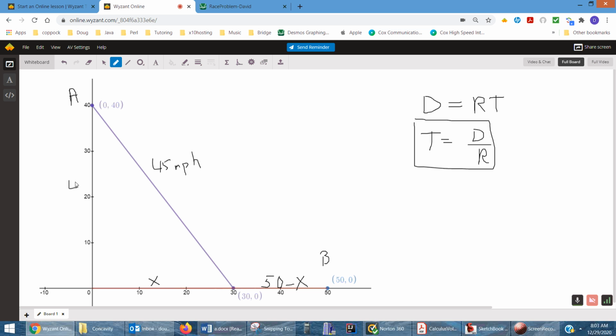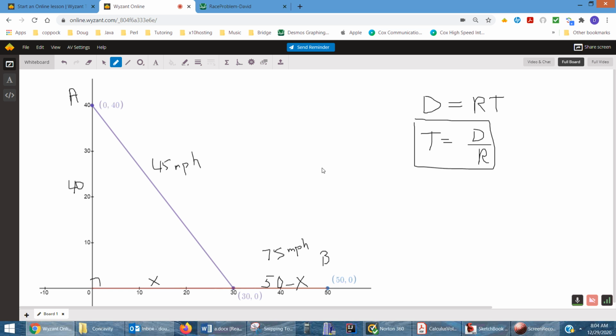Now we know that this distance is 40. This is a right triangle. And he's going to drive the remaining distance. Once he gets to the road, he's going to drive at 75 miles per hour. So the function for total time that it's going to take him to get from point A to point B is going to be the time that it takes him to drive along the hypotenuse plus the time it takes him to drive along the road directly at 75 miles per hour.